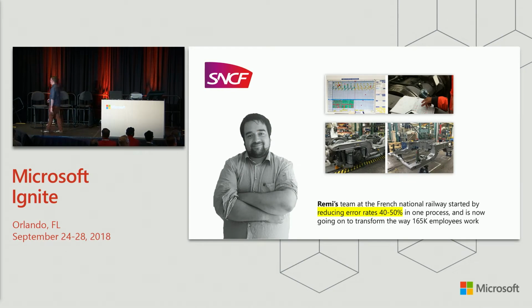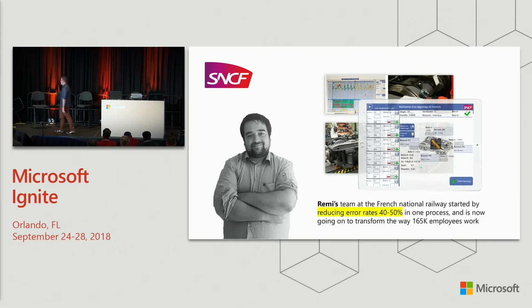Remy at SNCF, the French National Railway, hundreds of thousands of employees, 165,000 of them licensed for Office 365, started out with just one process, and this is how most of us get started on the platform. Hey, we've got to inspect bogies, the sort of carriages that trains ride on, make sure that their fault tolerances are safe to put them back out on the rails and put a carriage on them. That was a pen and paper process. There was no app for recording the measurements and spring alignments in these bogies until PowerApps.